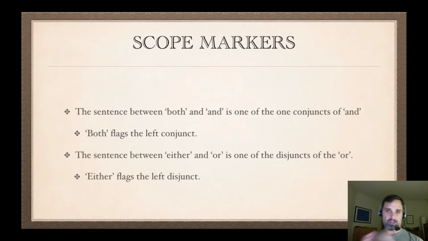So if you have ands and ors in your sentence, and the sentence is looking like it's ambiguous, look to find an either or a both, and that will tell you, aha, the both is the left part. The left conjunct is whatever occurs between the both and the and. The left disjunct is whatever occurs between the either and the or, and that will help you to figure out which of the different connectives has the scope in the sentence.